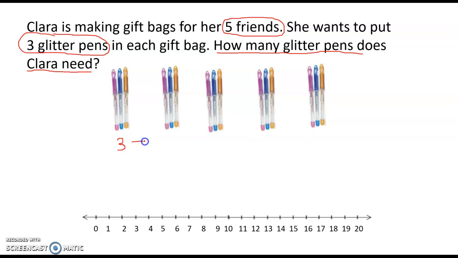3 plus 3 plus 3 plus 3 plus 3. This is the same as saying 3 5 times. So 3 times 5.